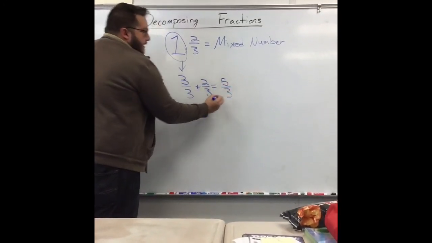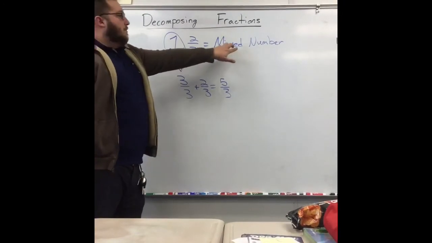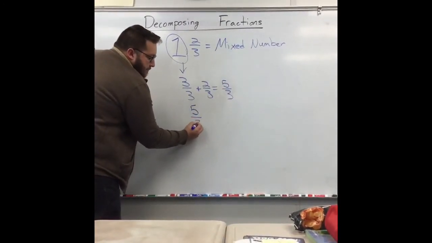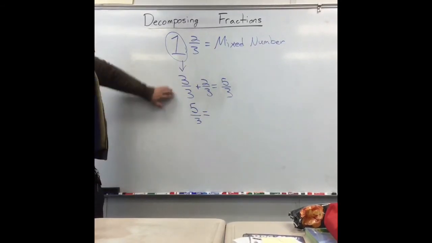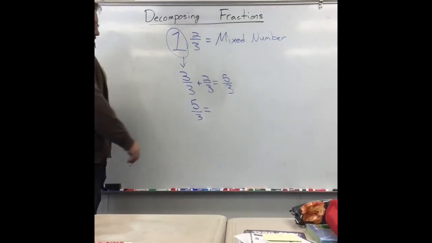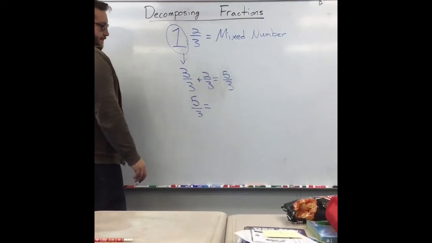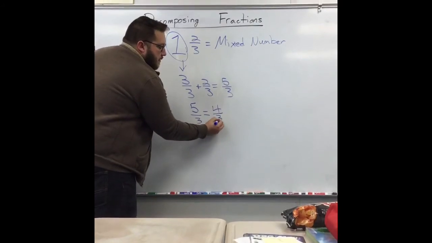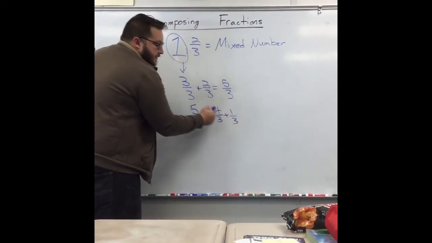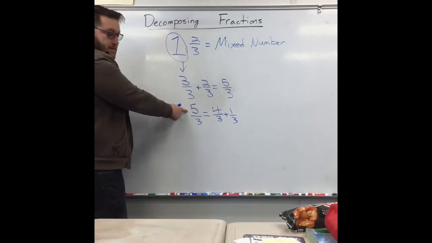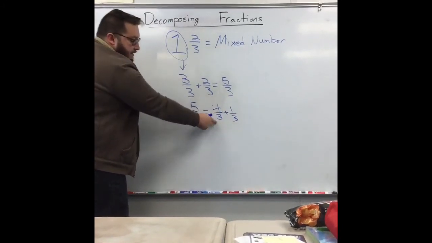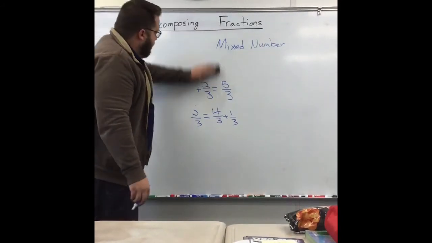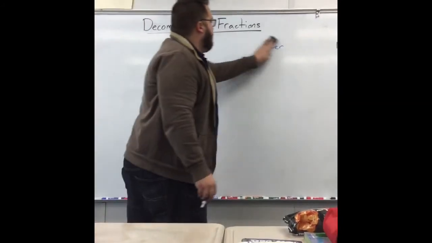So now we have successfully transformed a mixed number into an improper fraction. Now I need someone to decompose this for me, something that looks different from this. Tatiana? 4/3 plus 1/3. Does 4 plus 1 equal 5? Yes. Do we add the denominators? No.